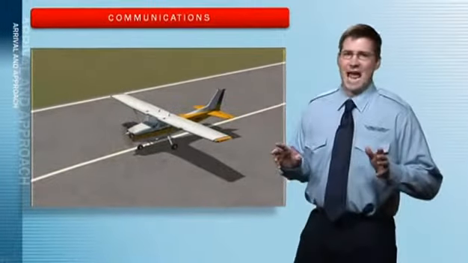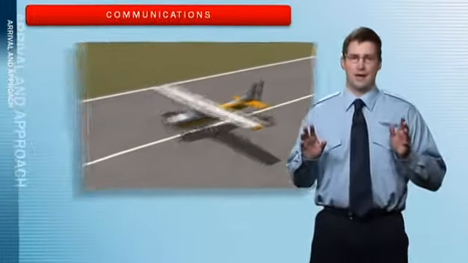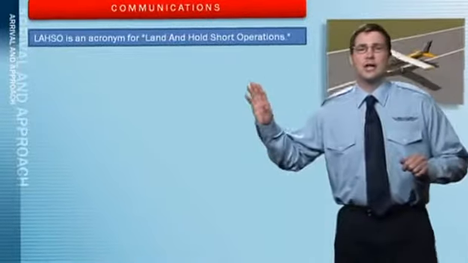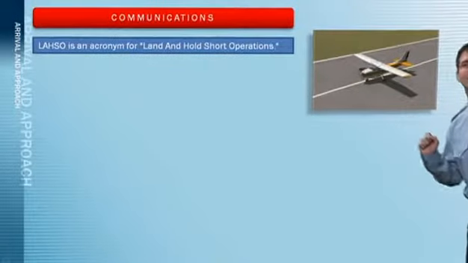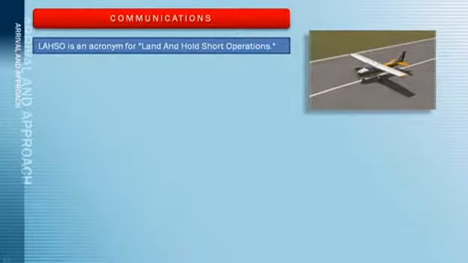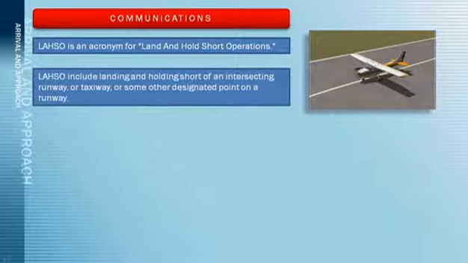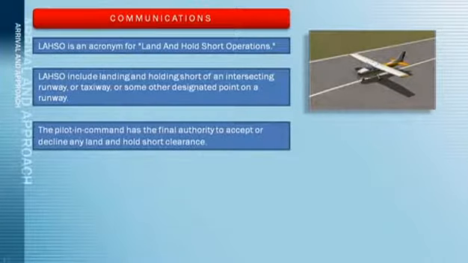LASSO is an acronym for Land and Hold Short Operations. It's listed here in communications since you must know exactly what a controller means if LASSO is mentioned in a clearance. LASSO includes landing and holding short of an intersecting runway, taxiway, or some other designated point on the runway. The pilot in command has the final authority to accept or decline any land and hold short clearance.